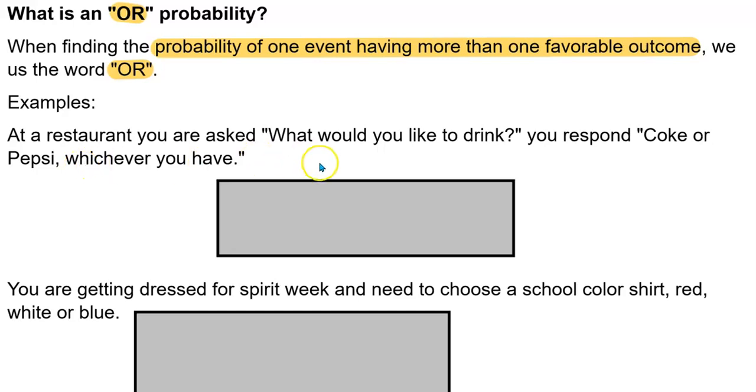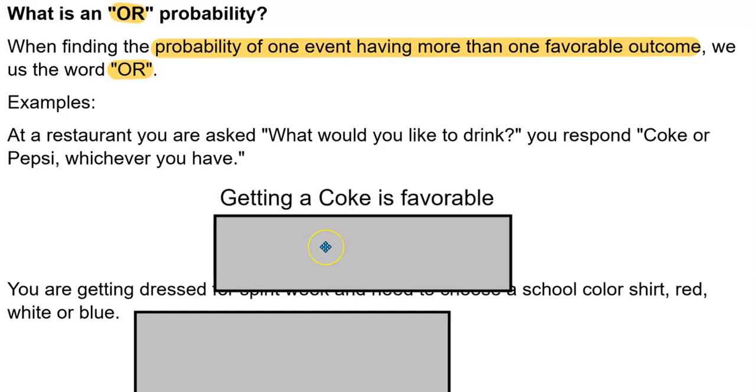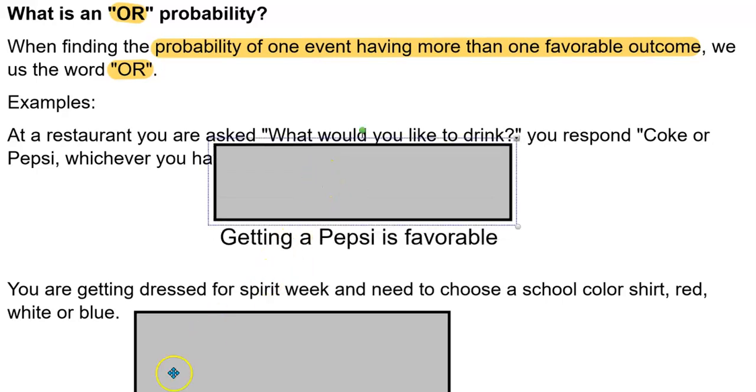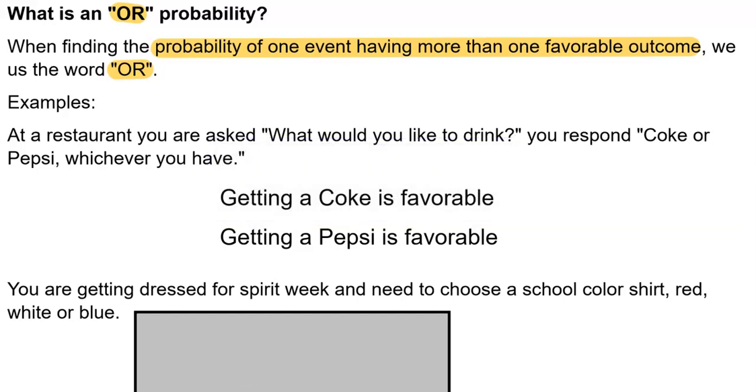So here's some examples. At a restaurant, the waitress asks you, what would you like to drink? And you respond, Coke or Pepsi, whichever one you have. So if she brings you a Coke, getting a Coke would be a favorable outcome. You'd be like, oh, okay, I got a Coke. That's favorable. Getting a Pepsi would also be considered a favorable outcome. You're only going to get one drink, but with that one drink, Coke or Pepsi both work.